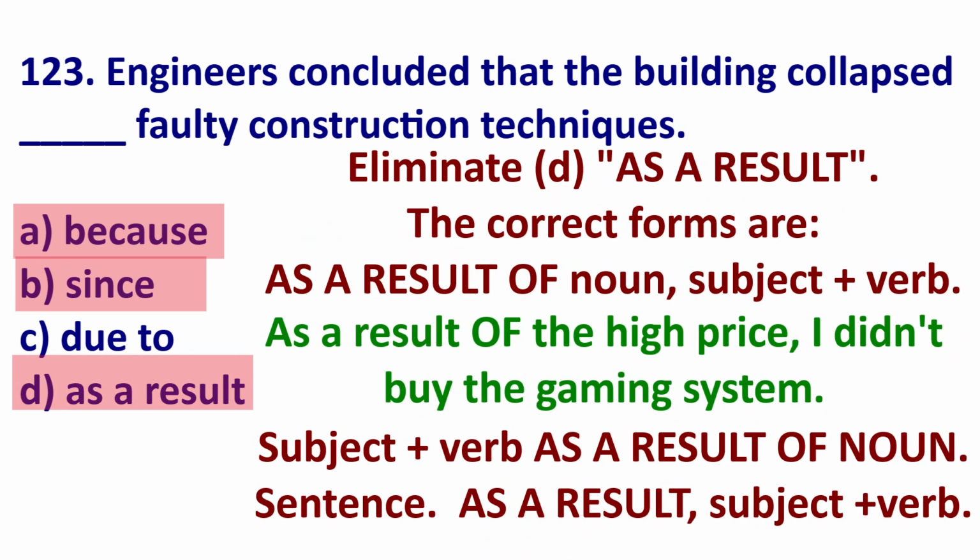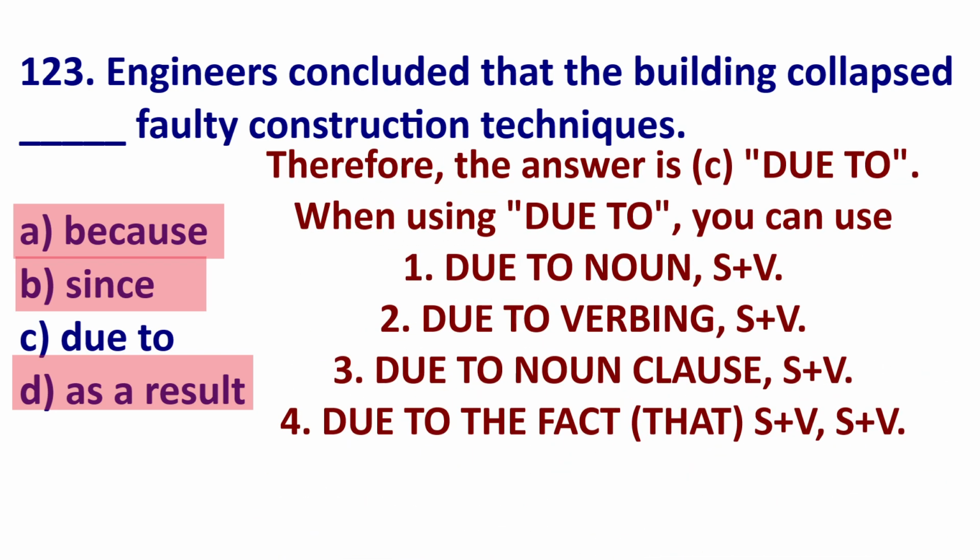Next, eliminate D. If you use as a result before the noun, you need as a result of. It basically means because of. Here's an example. As a result of the high price, I didn't buy the gaming system. Therefore, the answer is due to.